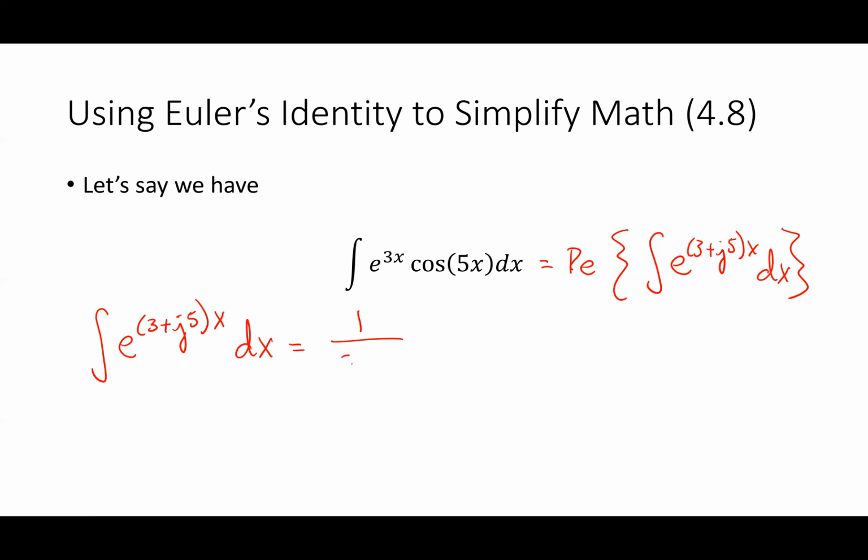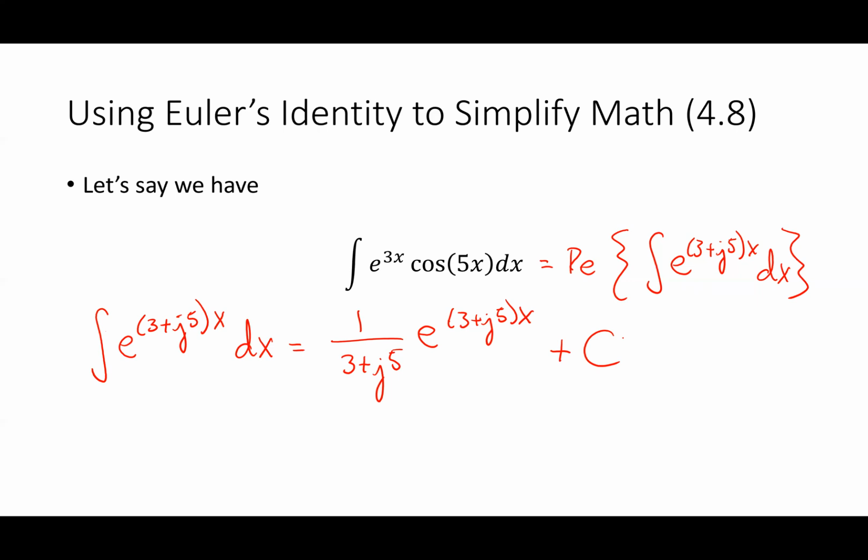All right, Mr. Engineer, I'm going to take you offline because I know you know this one. I like that name. All right, 1 over 3 plus j5 times e to the 3 plus j5 x plus c.